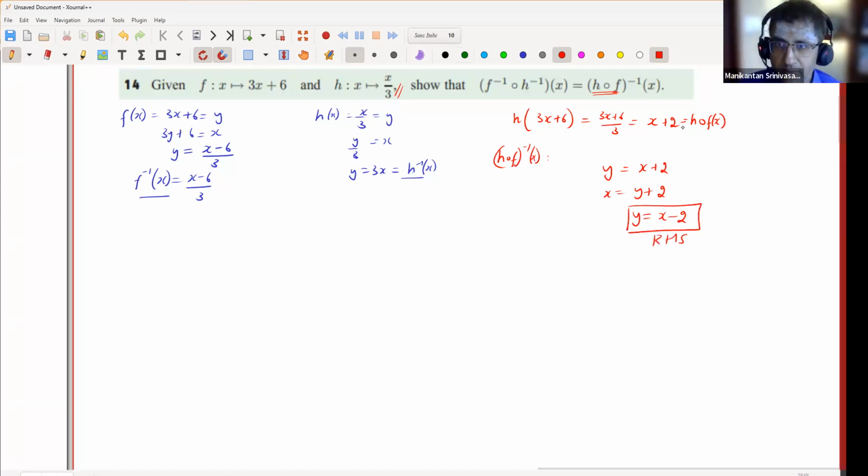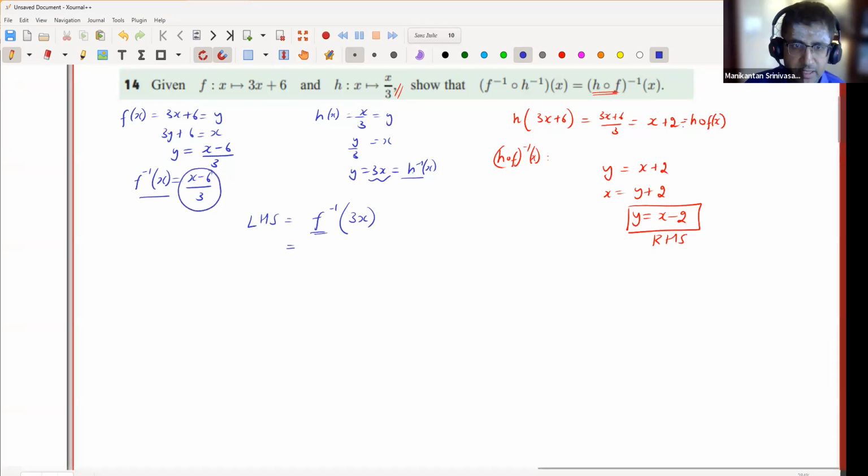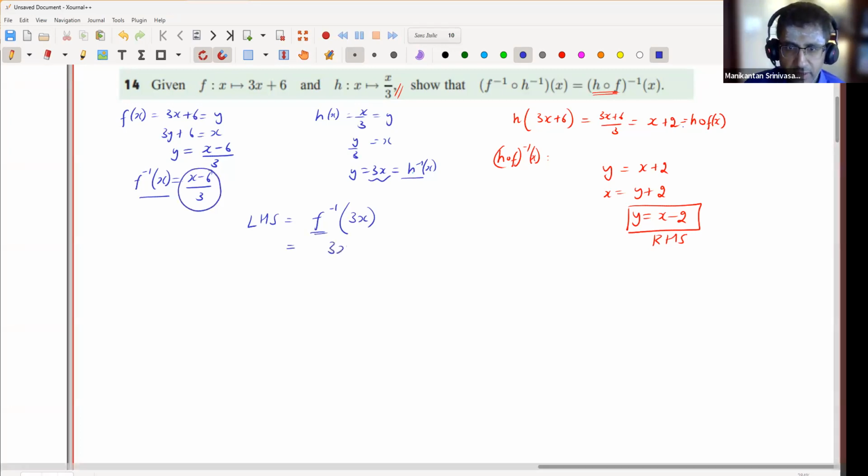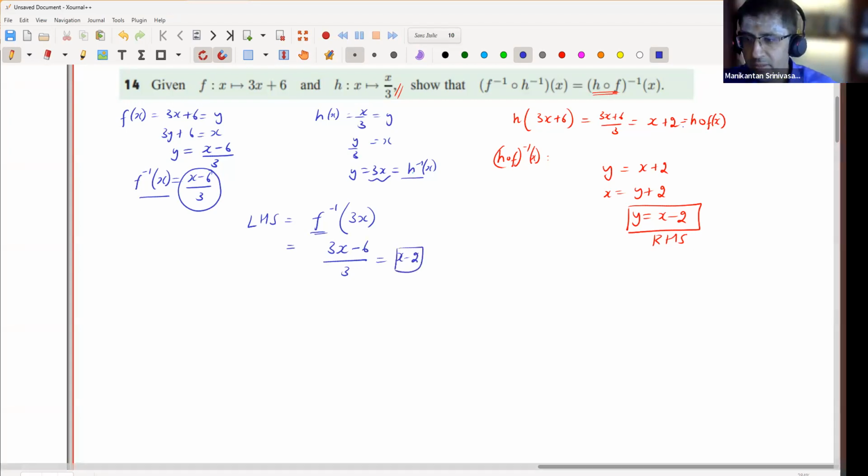Now we'll have to check if the left-hand side also gives the same thing. The left-hand side is f inverse of h inverse of x. What is h inverse of x? 3x. I'll put that here. And what is f inverse? f inverse is x minus 6 by 3. Whatever comes in as the input, that's your x, so 3x minus 6 upon 3, which is the same x minus 2 that we got earlier. Does it make sense, Avya? Yes, I got it, thank you. Got it, cool.